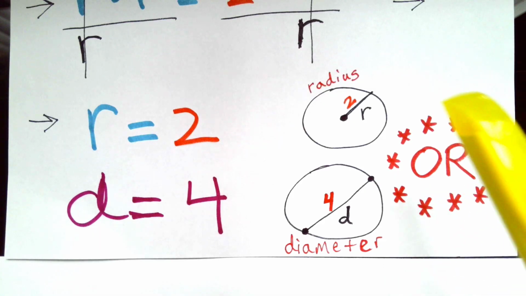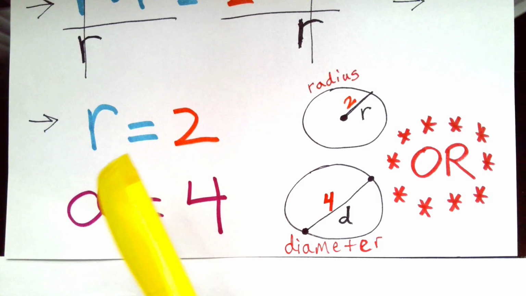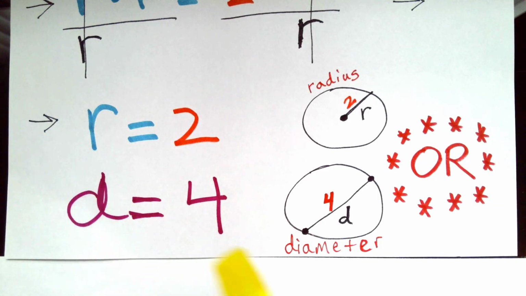Now, stick with me. In part 5, I'm going to show you the second way to solve and get r all by itself. It's a quicker, faster way to do it. So please stick with me.